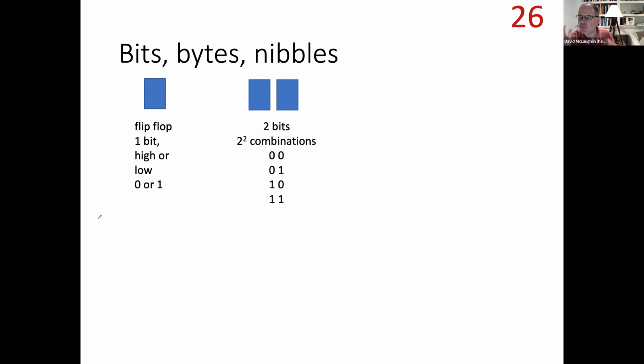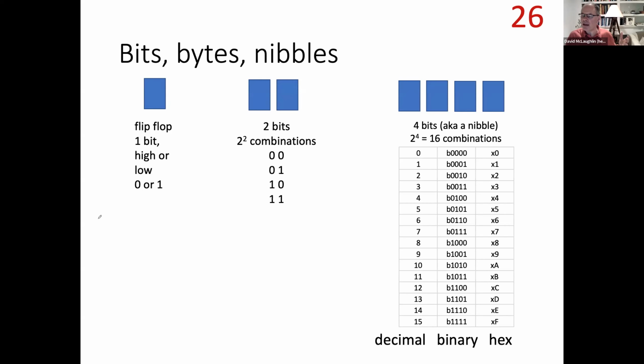If you have 2 flip-flops together, there are 4 possible combinations. They can be both 0, or 0 1, 1 0, or 1 1. If you have 4 bits altogether, you call that a nibble, by the way, there are 16 possible combinations that you can get. And I've listed them all here, right? They can be in binary, all 0, and notice I put a B in front to represent that as being binary, or they can be all 1s and everything in between, okay? So a 4-bit nibble can represent 16 different things.